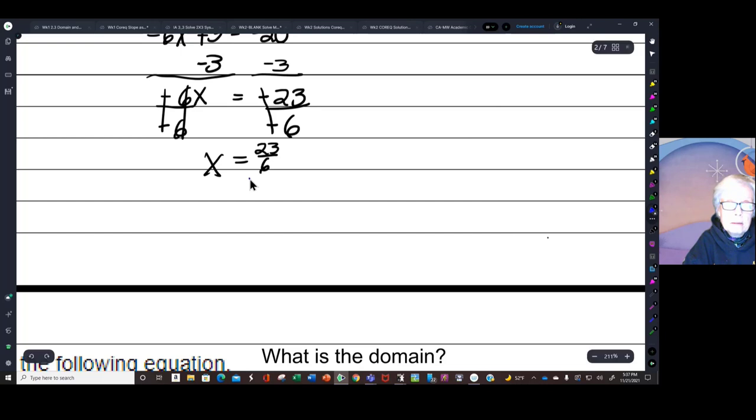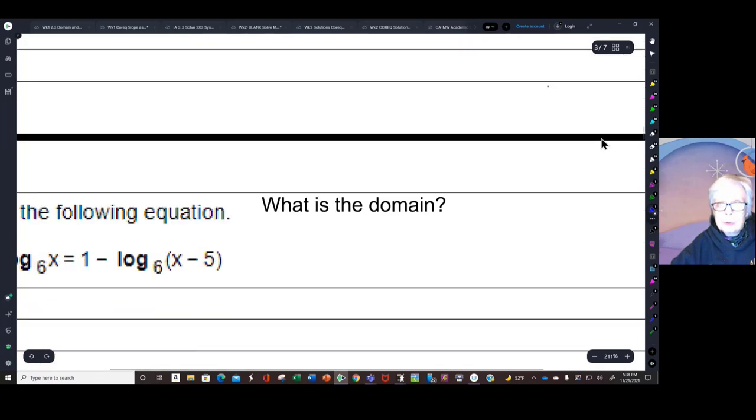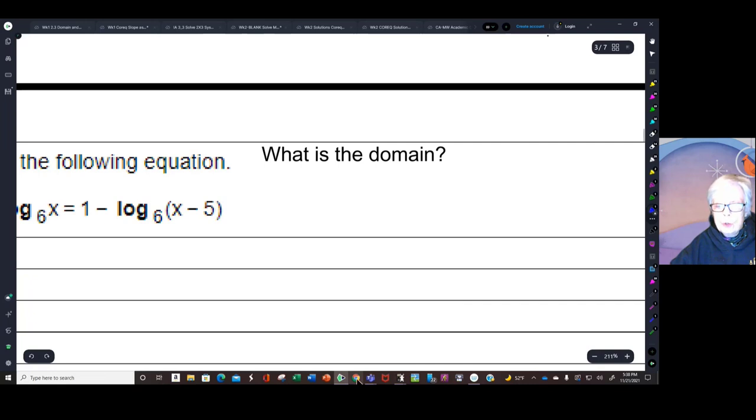Well, what if it hadn't been? What if that had been negative 23 over 6? We would have had no solution. And that would have been the answer. Sometimes you do get no solution. And that's not a good feeling. You work so hard and then you get no solution. That used to really annoy me.